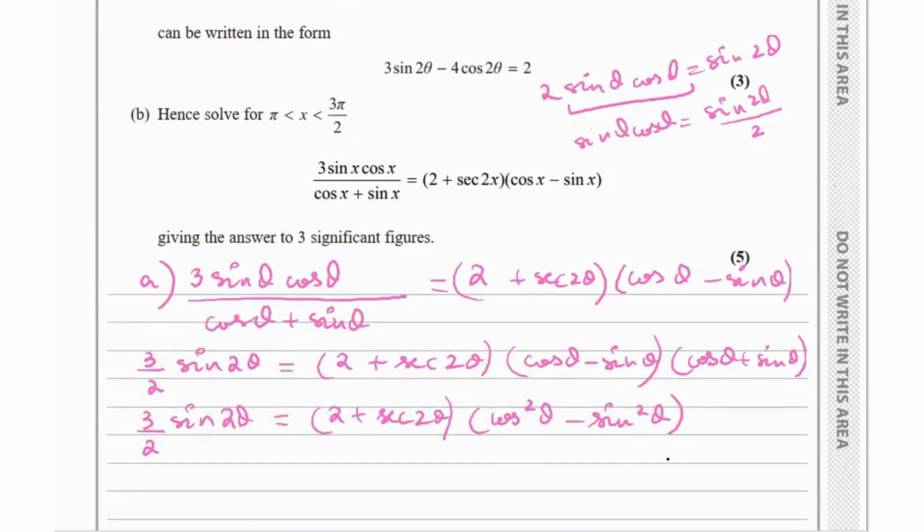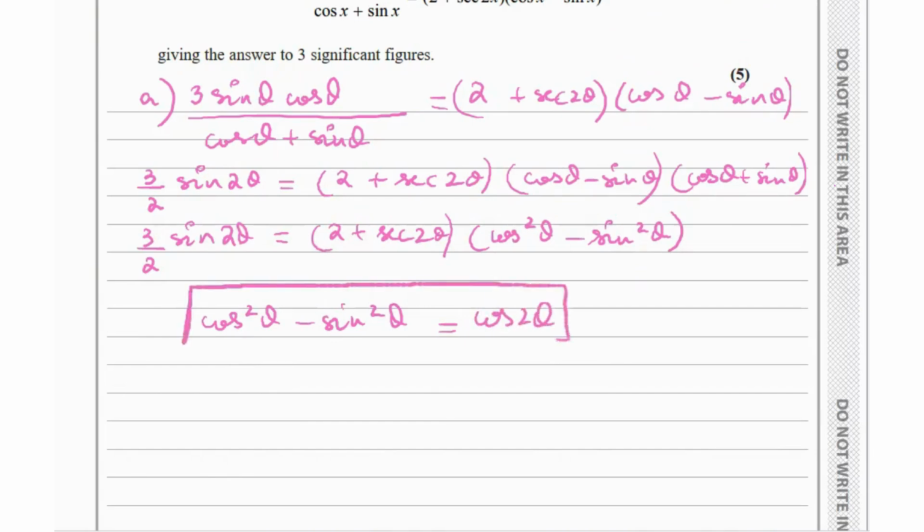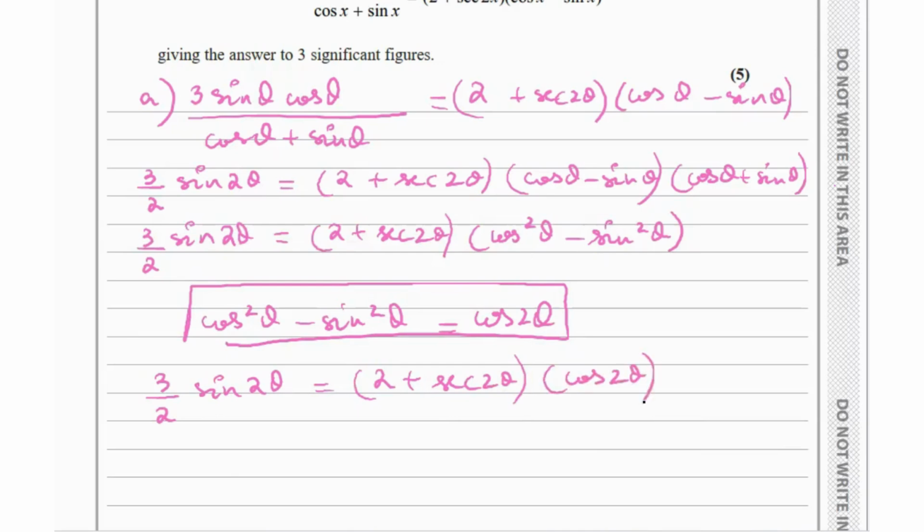Now we're going to use another identity over here. Cos square theta minus sine square theta is basically the same as cos 2 theta. This is again another identity. So we're going to replace the bracket with cos 2 theta. So 3 over 2 sine 2 theta equals 2 plus secant 2 theta times cos of 2 theta.